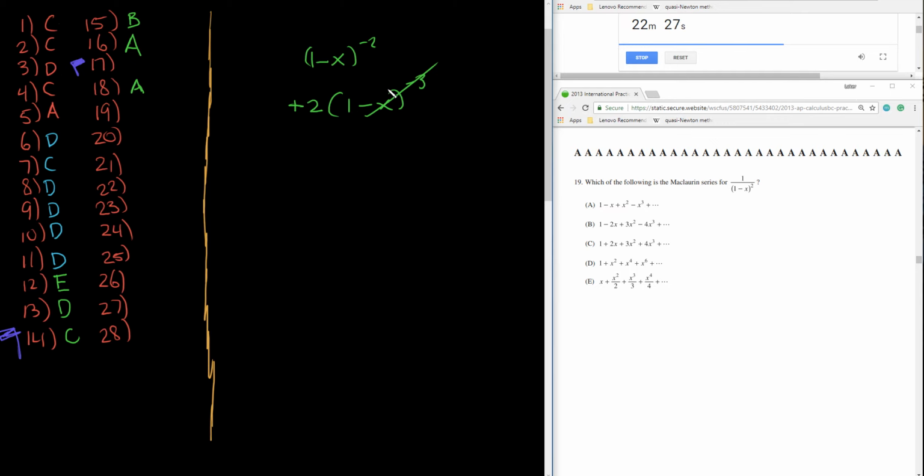I see. So basically you're going to have, yeah, okay. And then for the next one, you're going to have plus 6 times 1 minus x to the negative 4th. And then that's going to go away again because x is still 0. But now you're going to be dividing by 2 factorial. So you're just going to have 1 plus 2x plus 3x squared plus 4x cubed. So it's going to be answer C. Yeah, fairly certain on that.